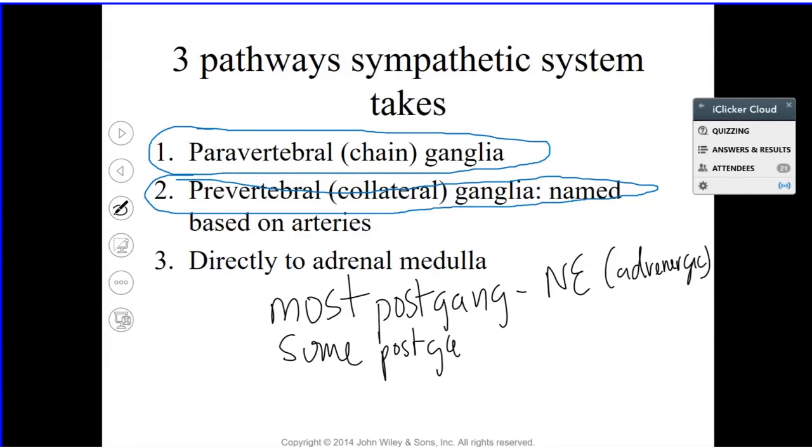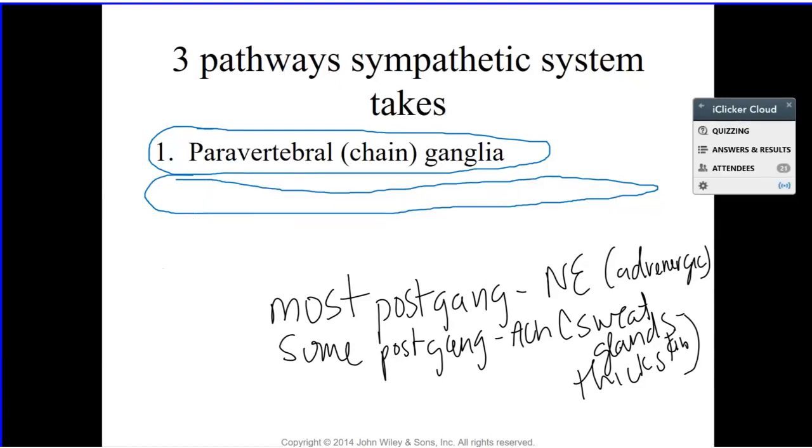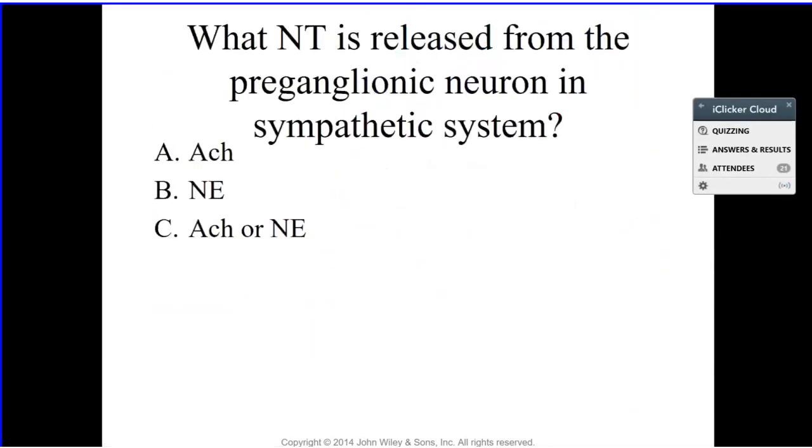Some postganglionics will release ACH, but only to what? Everywhere except for where? And what are palms and soles? What type of skin? It's just easier to write thick skin. Okay. So your sympathetic is just a little bit more challenging because there's more options for your body to take. Now, let's go grab those clickers and get some practice.